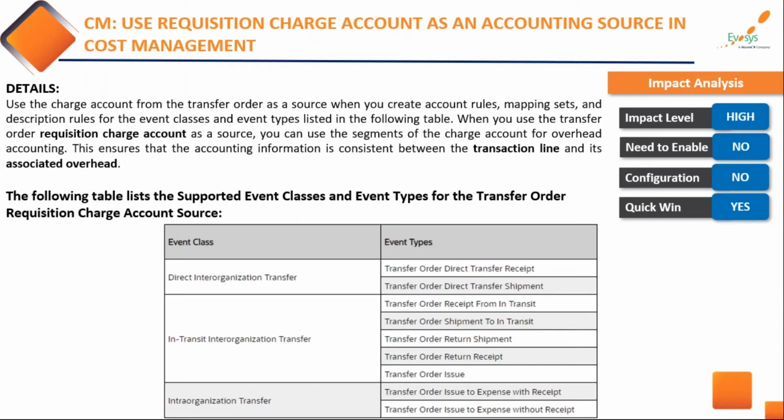Moving to the next would be a part of cost management, where we could now use the requisition charge account as an accounting source in cost management. So the table which we see over here are the event types under which the requisition charge account could be used as a part of the SLA setup, and hence we can mention it in the setup so that the overall consistency will be there between the transaction line and any associated overheads against those transfer orders. This feature as well does not require any enablement and there is no specific configuration as well.